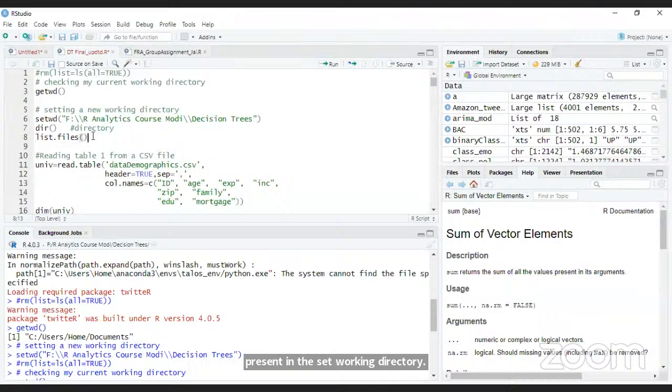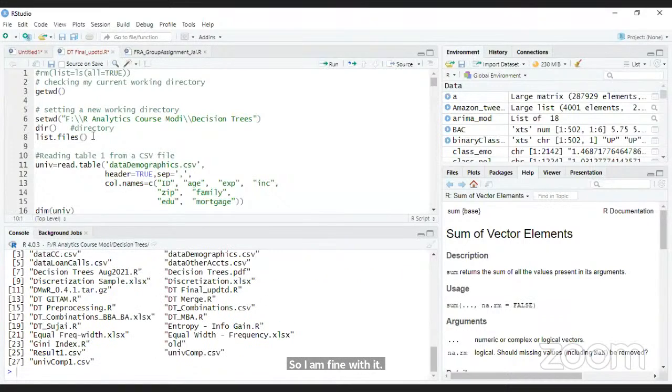Or use list.files, you will get the same output. So you can use any of the functions, that is dir or list.files. Once you are confirmed that all the files which you require are present in the directory that you have set, we are good to go.